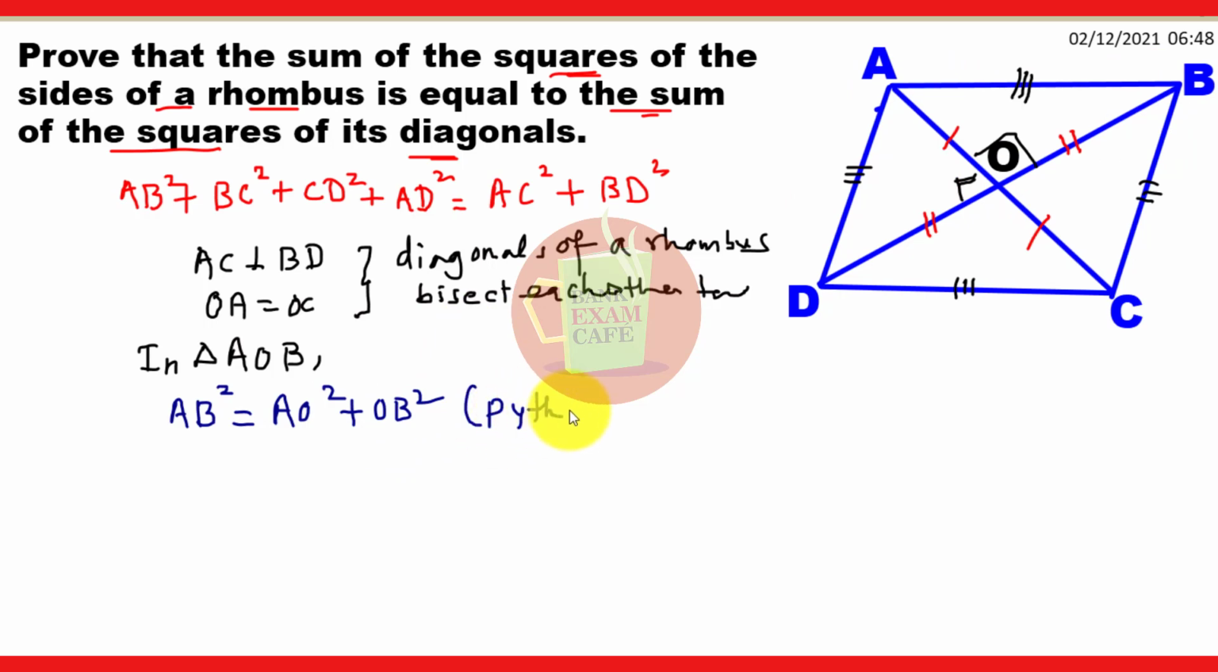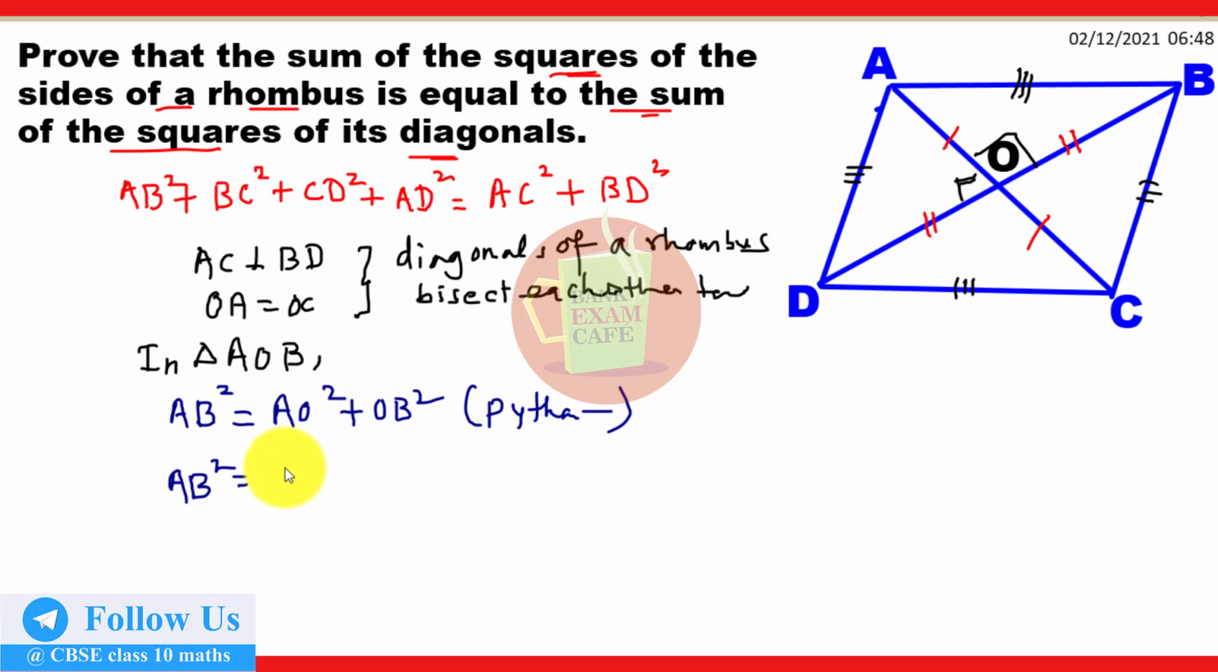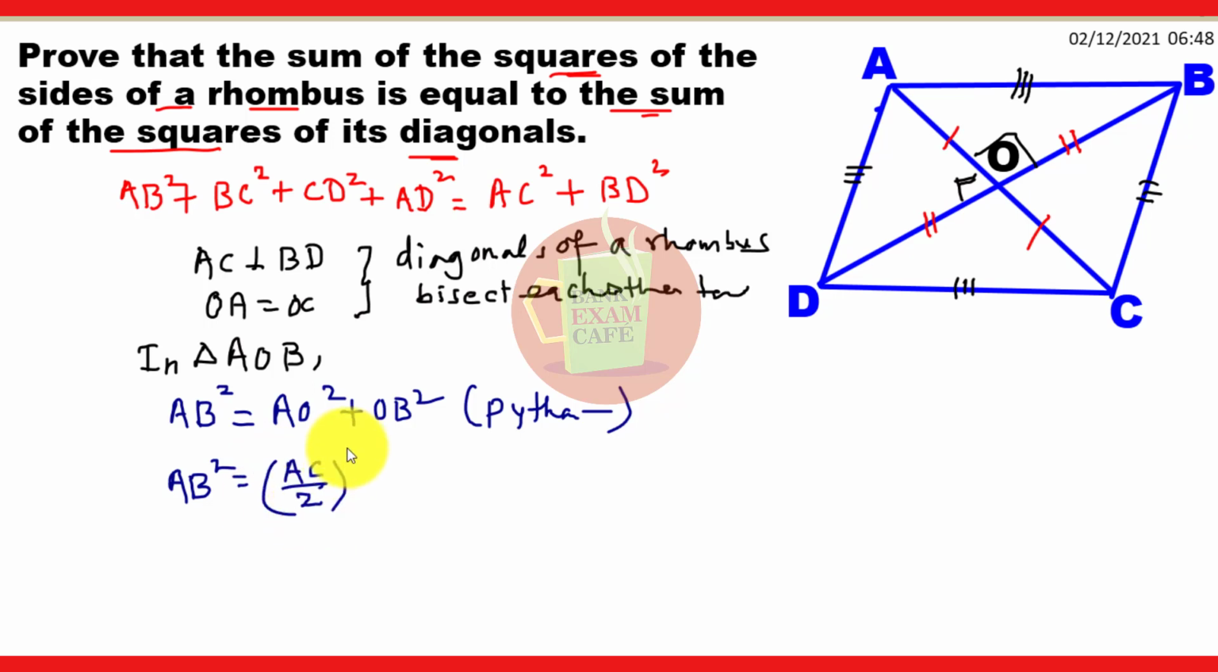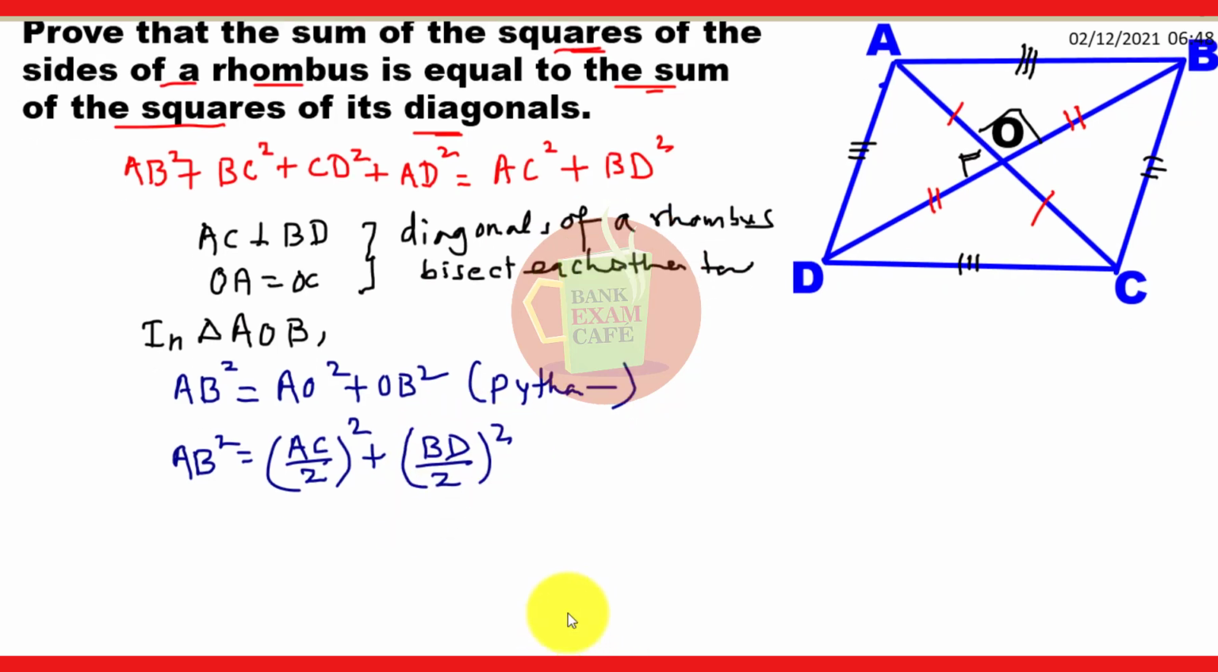So this is by Pythagoras theorem. But here AO can be written as half of AC, correct? Because AO and OC are equal, and therefore AO can be written as half of AC. So AB square is equal to (AC upon 2) whole square plus OB square, which can be written as half of BD, so it is (BD upon 2) whole square. Now we will solve this further.